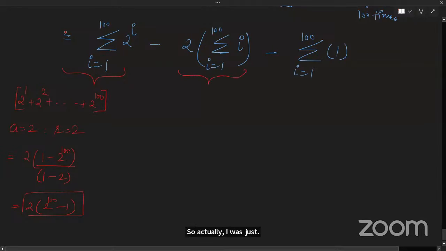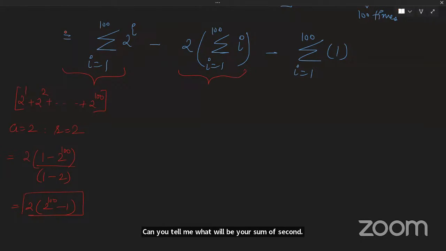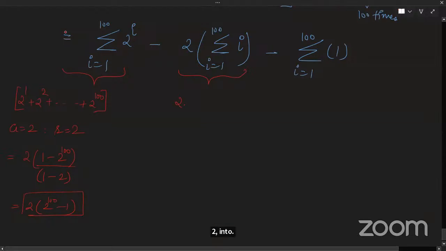Can you tell me what will be the sum of the second sigma? It will be 2 into the sum of 1 to 100, which is 5,050. Don't go very fast, go slow, no need to hurry. So it is 2 into (1 plus 2 plus 3, and so on till 100), right? It is basically 2 into n(n plus 1) by 2. So it is 100 into 101 by 2, which is 10100.